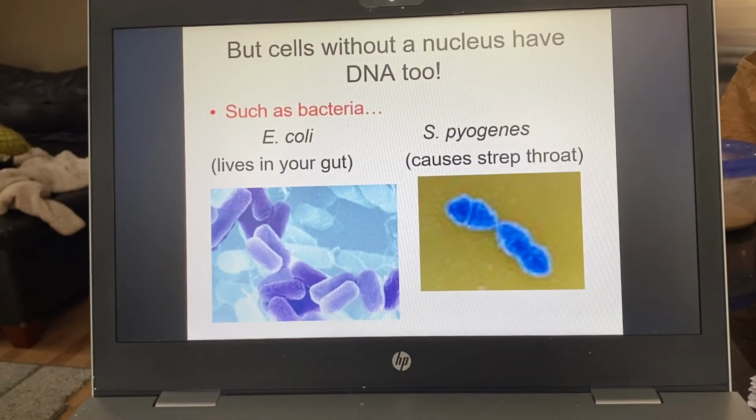But any cell that's alive carries its genetic information in the form of DNA. Okay, so E. coli has DNA. Streptococcus pyogenes, which is the nasty little bacteria that gives us strep throat, has DNA. Okay, so every living organism carries its genetic information in the form of DNA. And the only difference, every organism, their DNA is made up of the 4 bases, A, G, C, and T. The only difference between you and E. coli is how many bases you have and what order they happen to fall into.